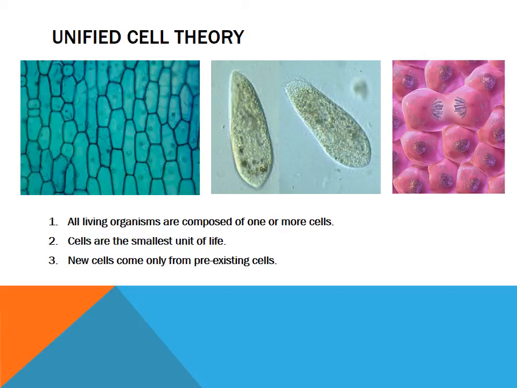This holds true for Bio 101. When we get to Bio 102, we're going to start questioning some of these. All living things are composed of one or more cells. Is a virus alive? Is a prion alive? Those are things we'll talk about in a later course. But for you guys at this level, this is the basic definition of the cell theory. Everything is made up of cells. Cells are the smallest unit of life. And all cells come from pre-existing cells.